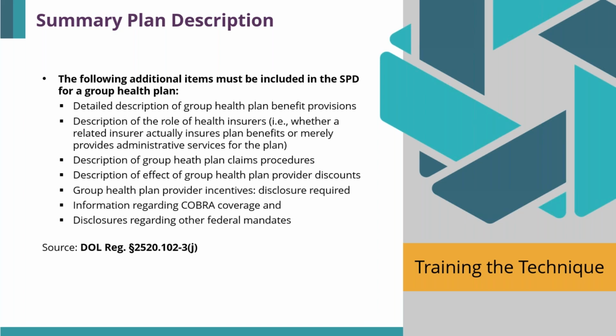If you have a group health plan, these additional items must be included: a detailed description of group health plan provisions, description of the role of the health insurers, description of group health plan claims procedures, discounts, group health plan provider incentives, information about COBRA, and disclosures of other federal mandates must be included in the SPD.